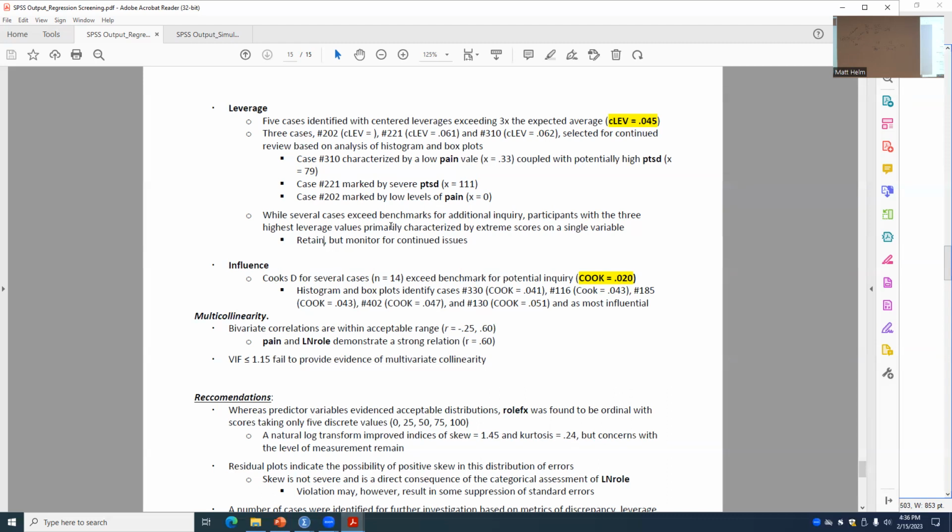Yeah, Kate. You say retain but monitor for continued issues. Do you mean we're going to make sure that same case number doesn't come up in the influence category essentially? Yeah, and kind of looking at some of that stuff. Okay. So we're just laying out our case, right? And if the same people come up again and again, that's when we're going to say, maybe we take a look at this, run the model without these cases.